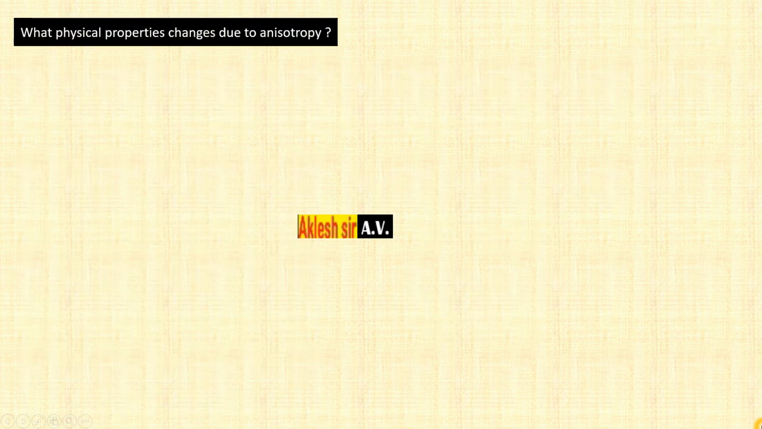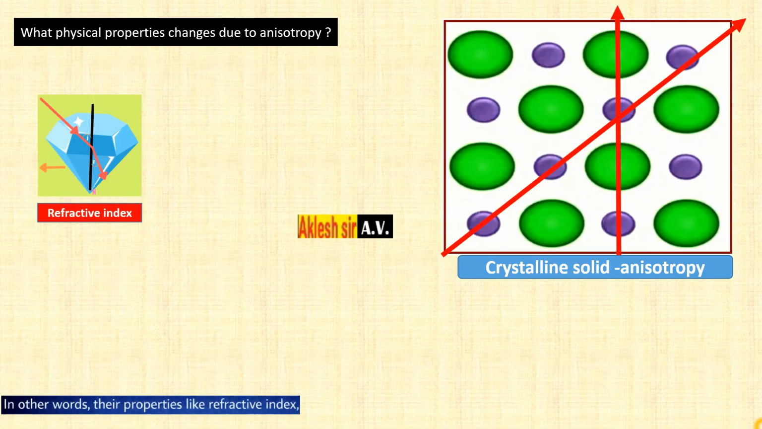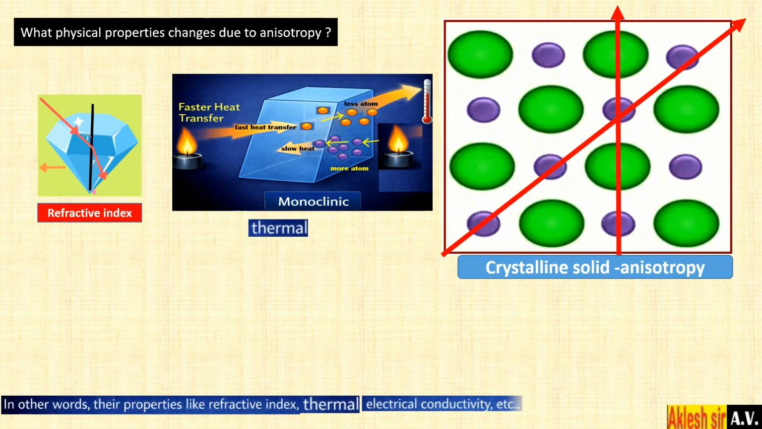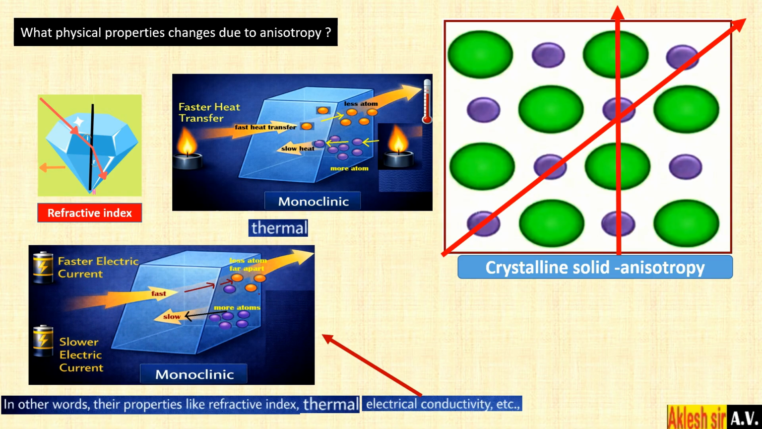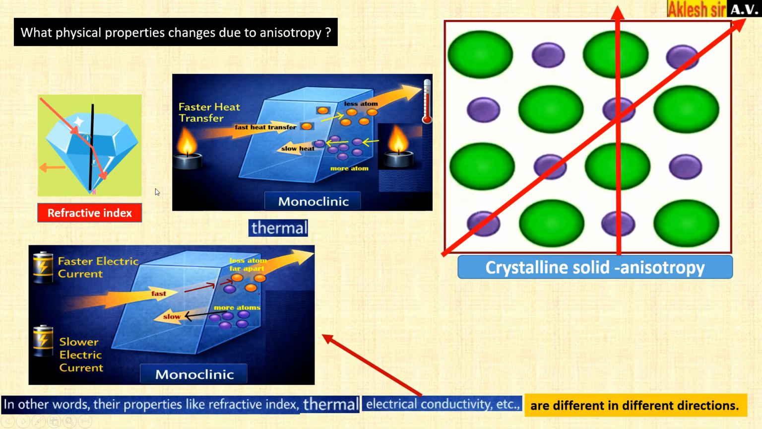What physical properties change due to anisotropy? Refractive index, thermal and electrical conductivity, etc., are different in different directions. So if I measure the refractive index from here, the light will bend at some angle, suppose 10 degrees, but if I pass the light from here, it will bend at 20 degrees, more or less than 10, meaning it will be different. That means if you measure the refractive index from different directions, you will get a different value of refractive index.